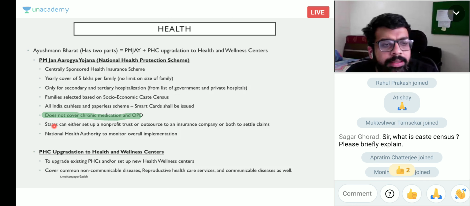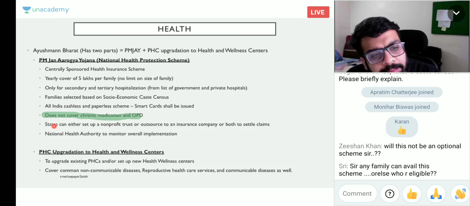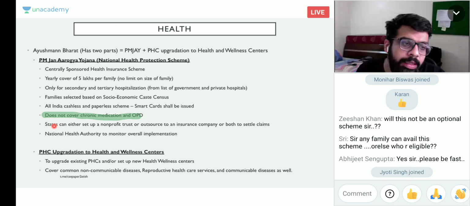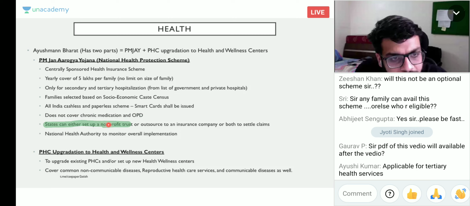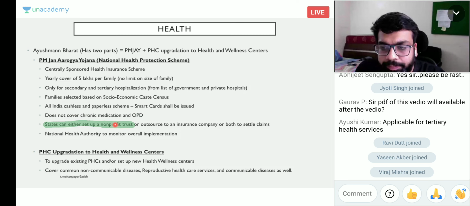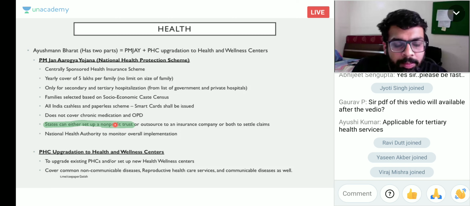Okay, states can either set up a non-profit trust or outsource a company for the settlement of the claim, which means either the state government can set up a trust, which basically means an organization where the premium money will come, and as and when claims are sent to the non-profit trust, the state can settle those claims.